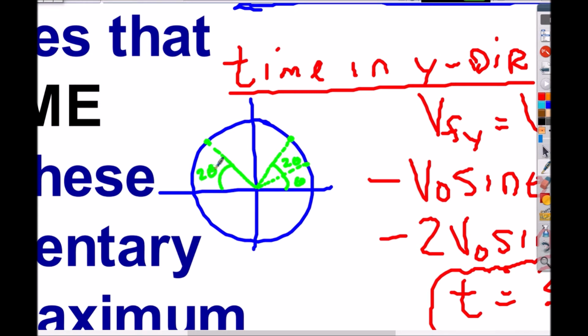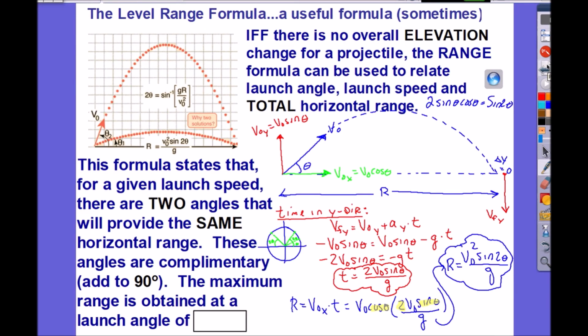And you can see that these 2 angles are actually supplementary. So that means that the actual value theta would be complementary. The 2 angles that will provide us the same horizontal range are complementary. That means they add to 90 degrees. Yes, that's stated right here.